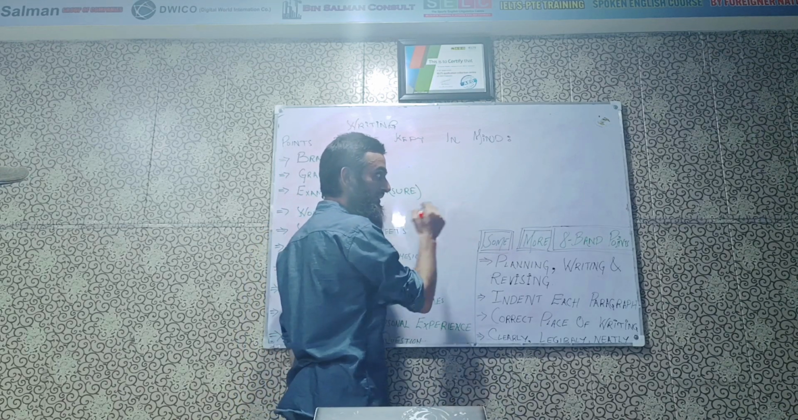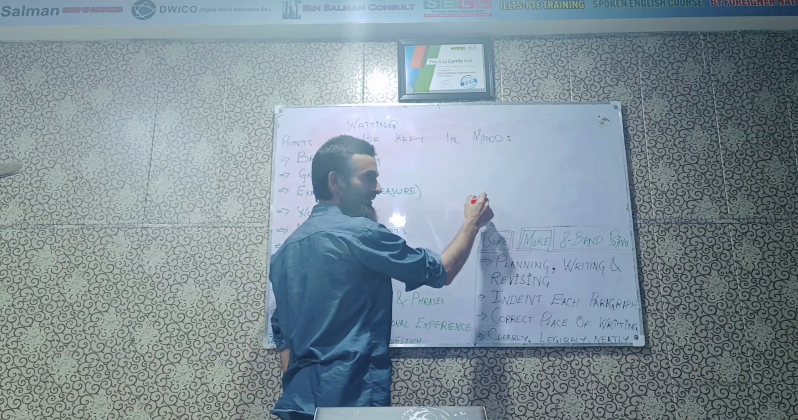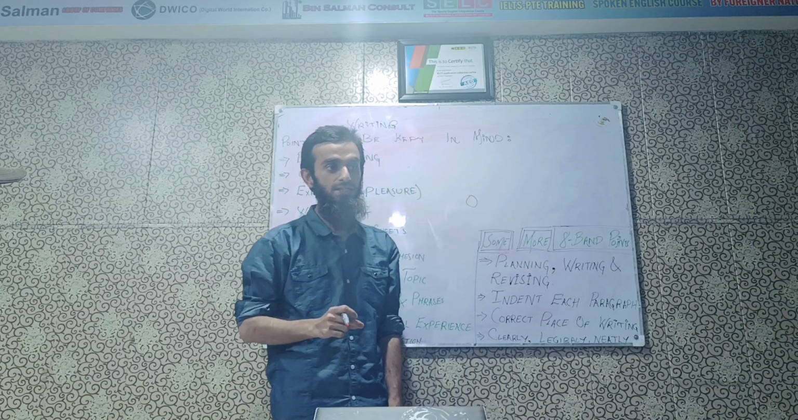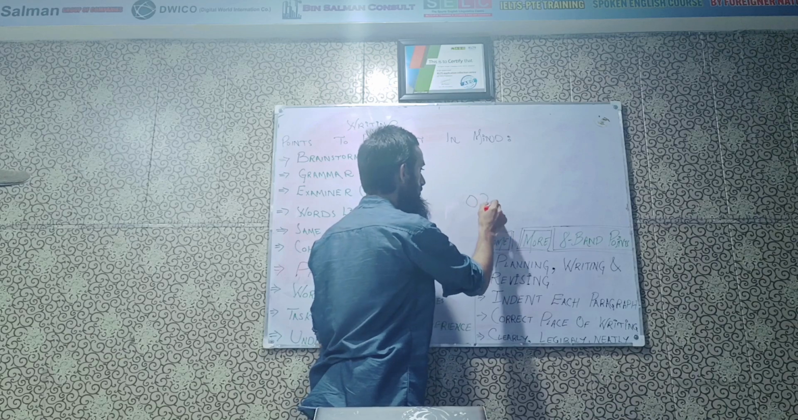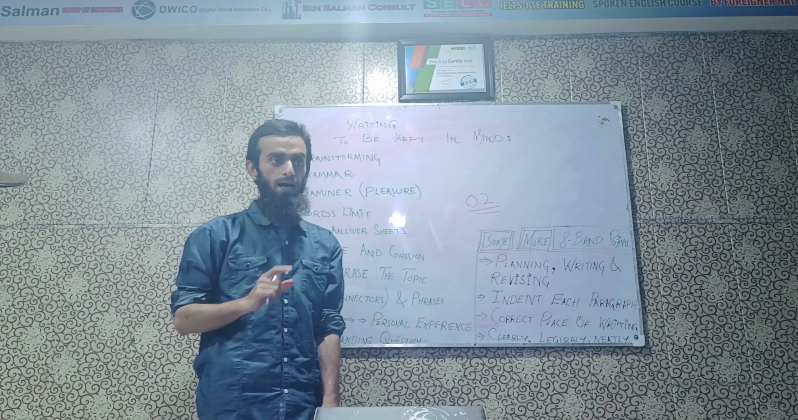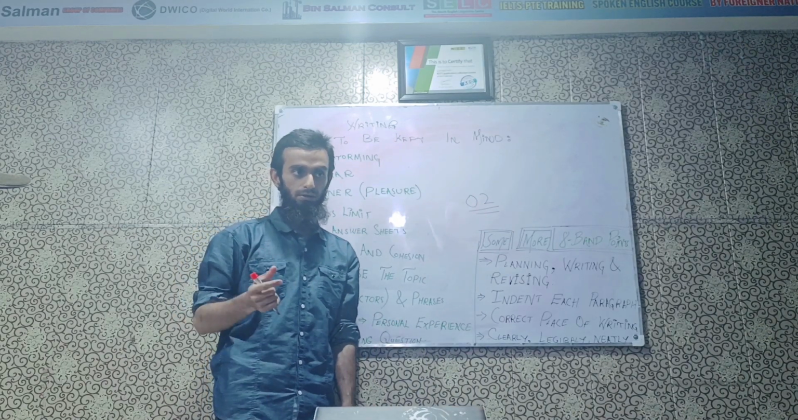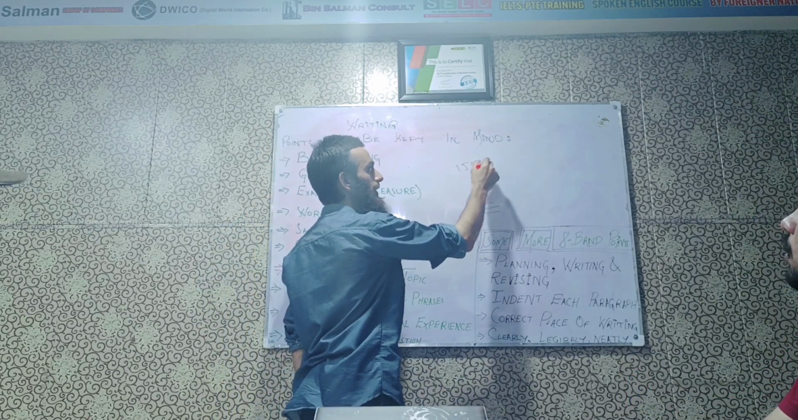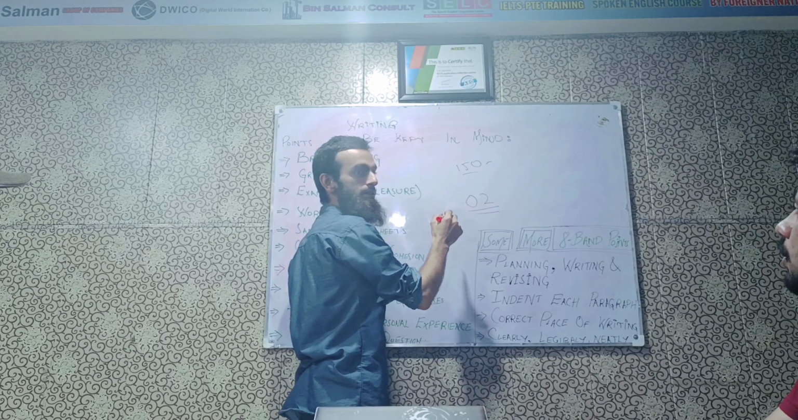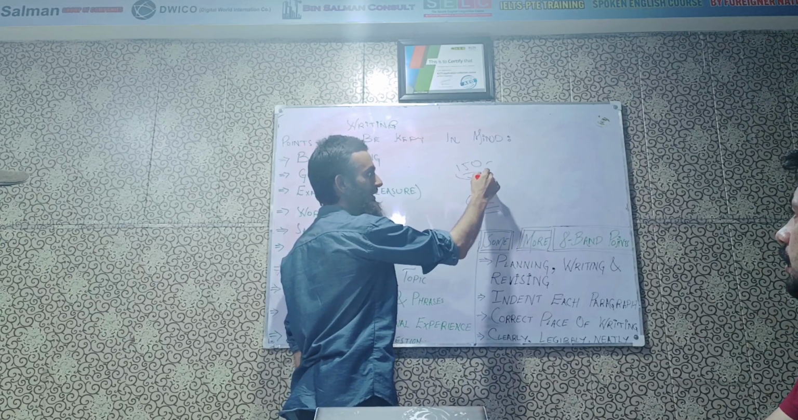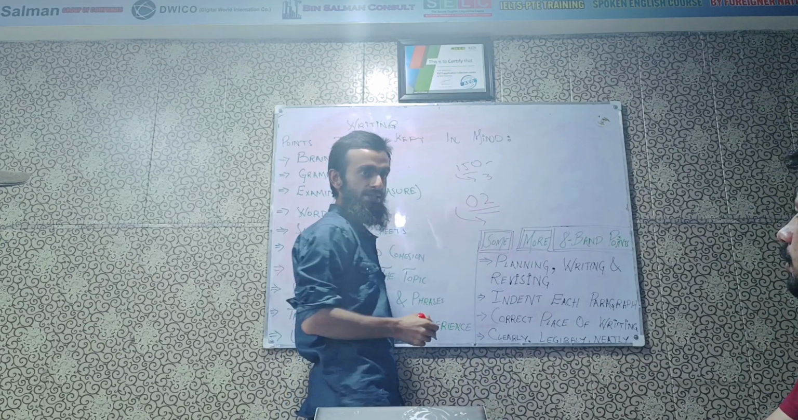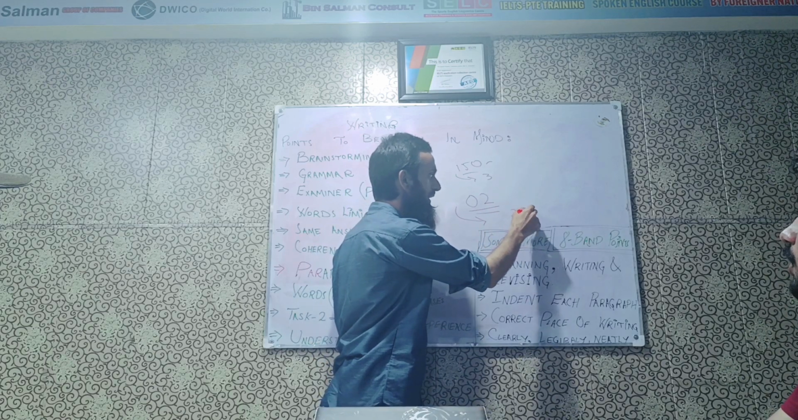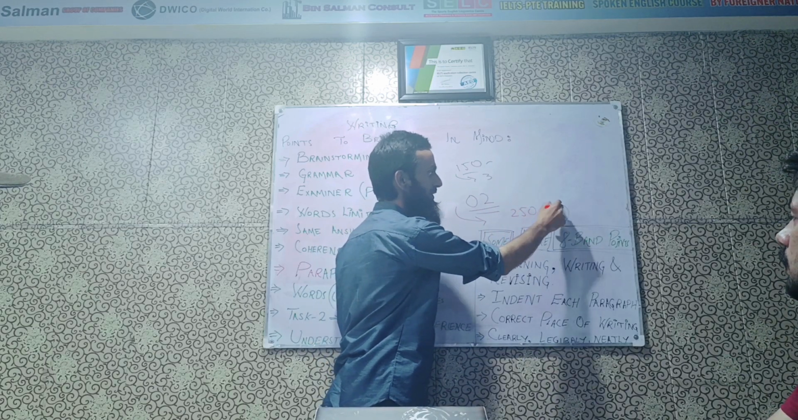In IELTS writing, how many sections are there? Two sections, right? Two tasks are two sections. IELTS writing Task 1 and Task 2. Task 1 is of 150 words, and it is for 3 bands. Task 2, which is an essay, is for 250 words and 6 bands. Total 6 bands, right?